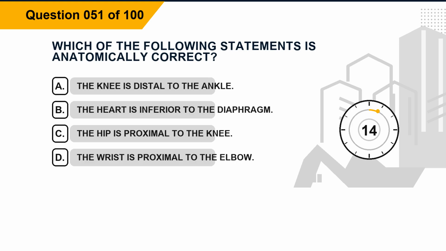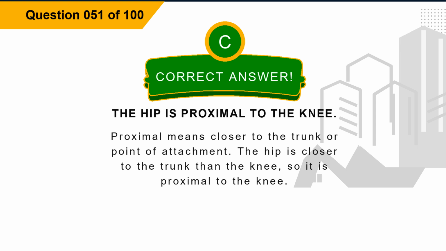Question 51. Which of the following statements is anatomically correct? Option A, the knee is distal to the ankle. Option B, the heart is inferior to the diaphragm. Option C, the hip is proximal to the knee. Option D, the wrist is proximal to the elbow. The correct answer is option C, the hip is proximal to the knee. Explanation. Proximal means closer to the trunk or point of attachment. The hip is closer to the trunk than the knee, so it is proximal to the knee.